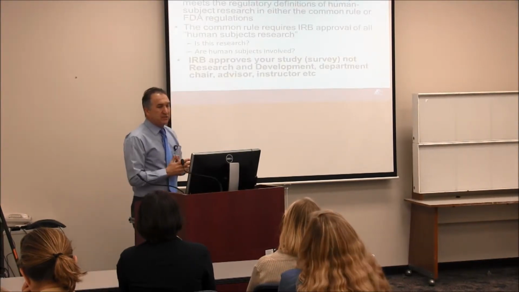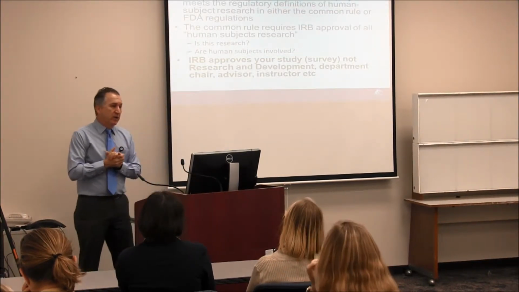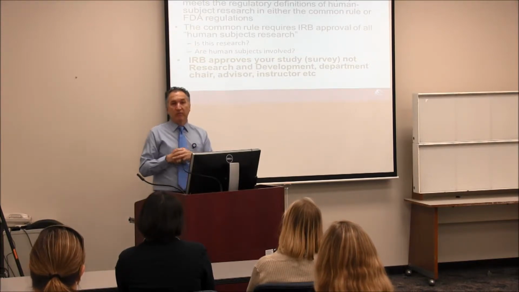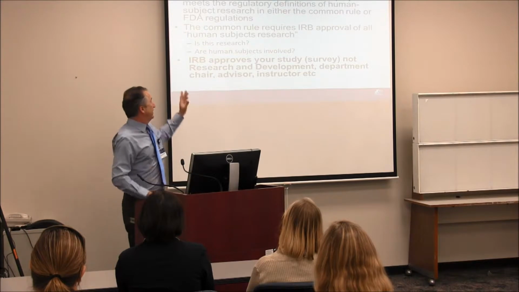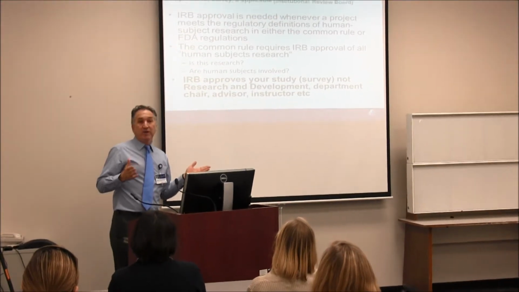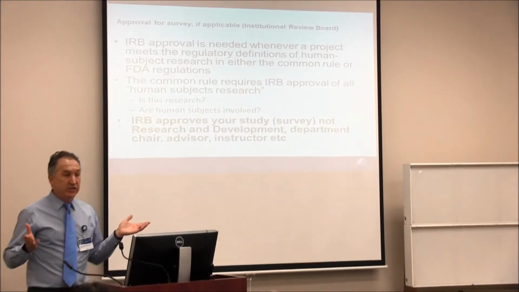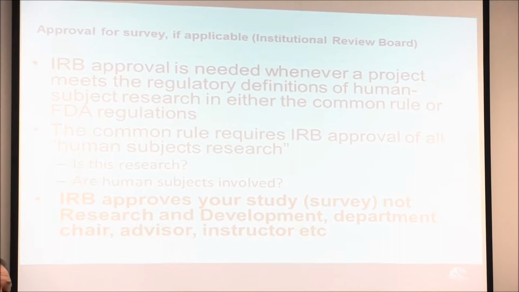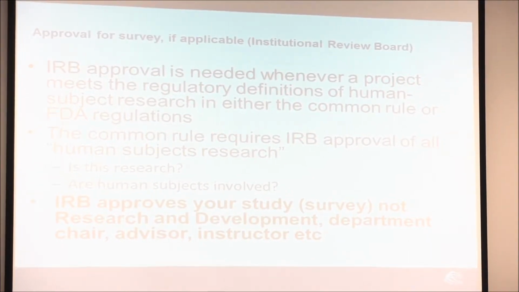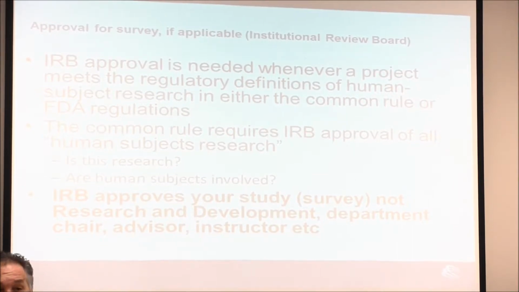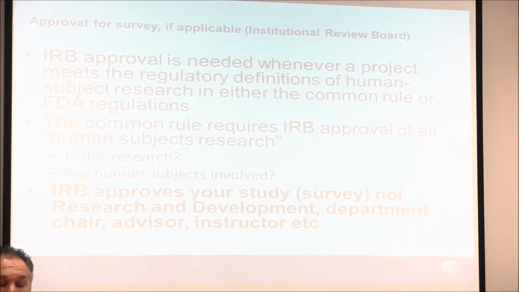Okay. So now let's talk a little bit about the IRB. If you need approval for your survey, if it's applicable, it has to be reviewed by the Institutional Review Board. These definitions I took out of a textbook, so I think I got this part right. IRB approval is needed whenever a project meets regulatory definitions of human subject research, either by the Common Rule or FDA regulations. So the Common Rule basically asks, is it human subject research, or are human subjects involved?